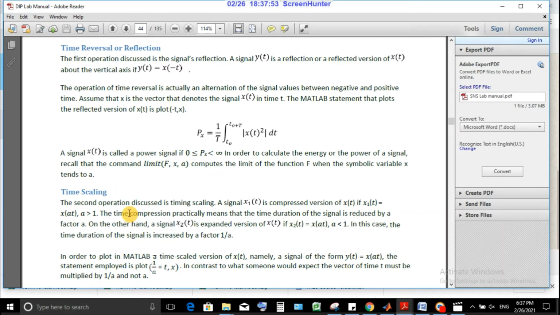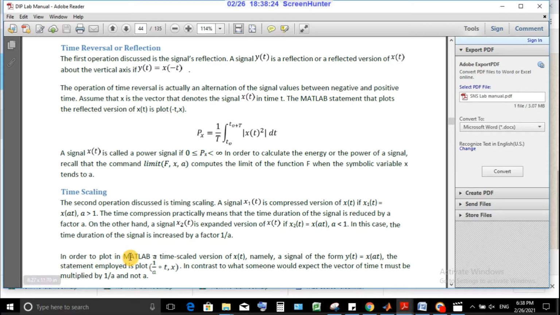The second operation discussed is time scaling. A signal x1(t) is a compressed version of x(t) if x1(t) is equal to x(at), where a is greater than 1. The time compression practically means that the time duration of the signal is reduced by a factor a. On the other hand, a signal x2(t) is an expanded version of x(t) if x2(t) is equal to x(at), where a is less than 1. In this case, the time duration of the signal is increased by a factor 1/a.